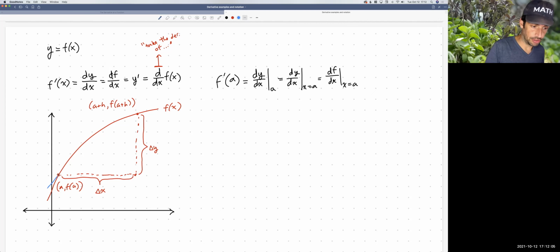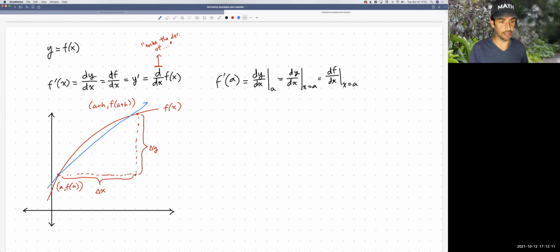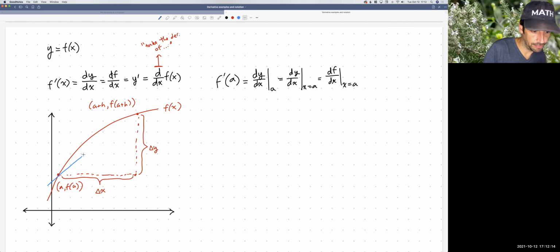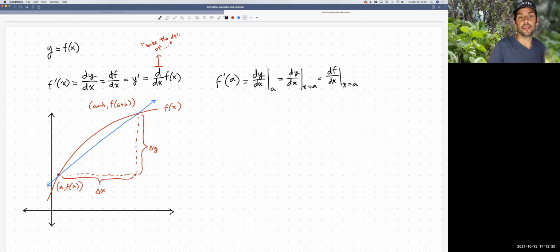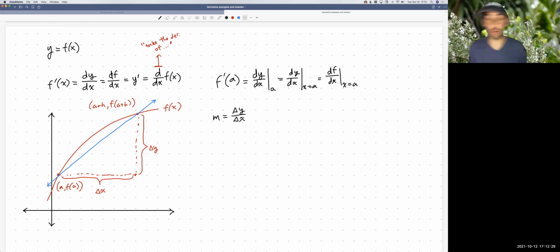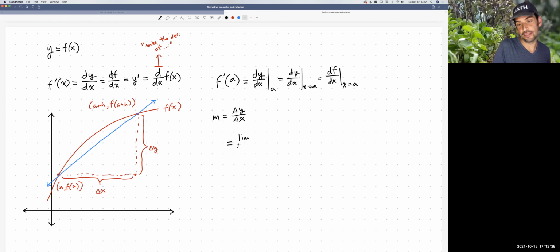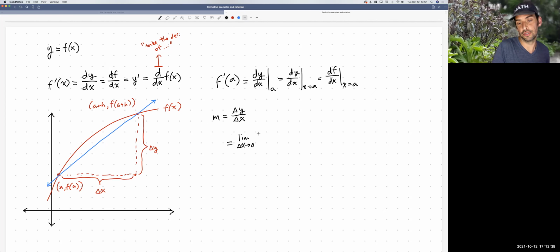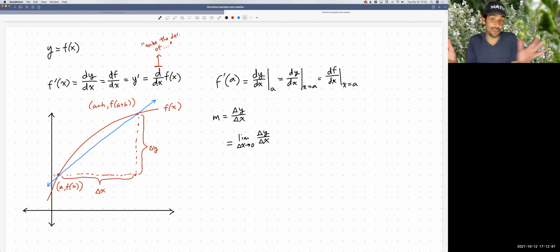If I drew the secant line, let me make it a little better. Let's try one more time. All right, so there's our secant line. The slope of this secant line can be simply written as delta y over delta x. You've probably seen something like this before. Well, if we take the limit of this slope as delta x goes to 0, what does that mean we're doing? We're shrinking this horizontal distance between a and a plus h. We're letting h go to 0.